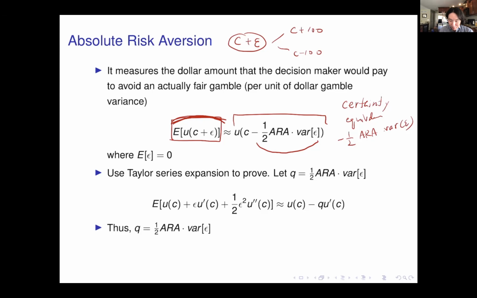You just expand the utility function using the Taylor's expansion up to the second order, and then you can obtain the formula here.